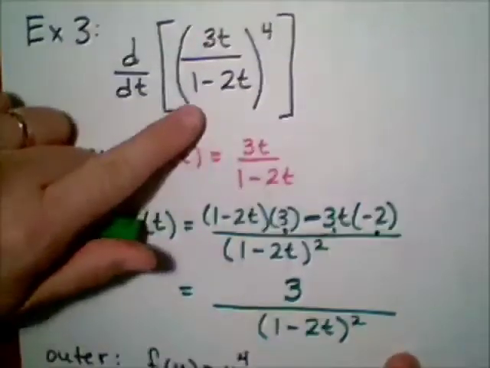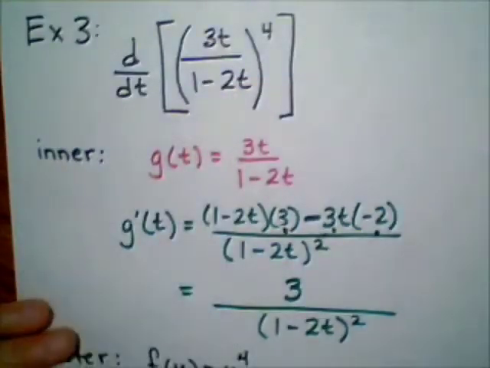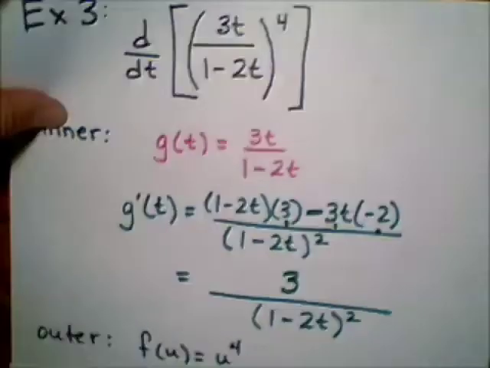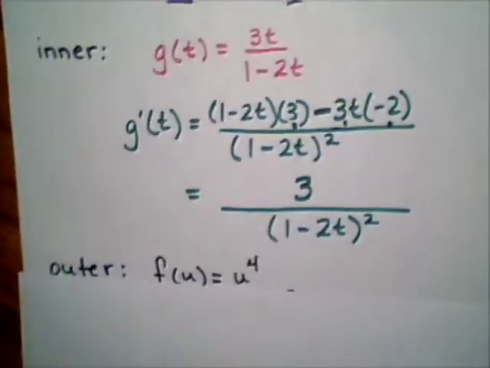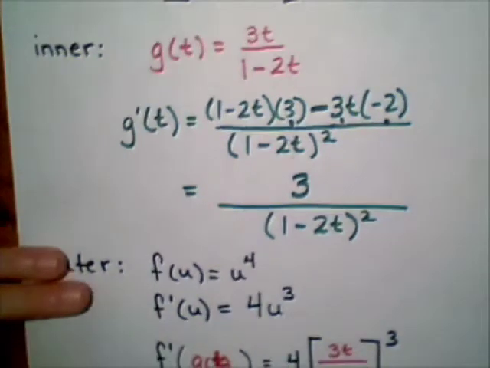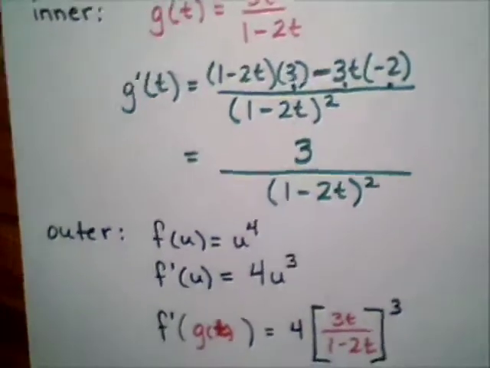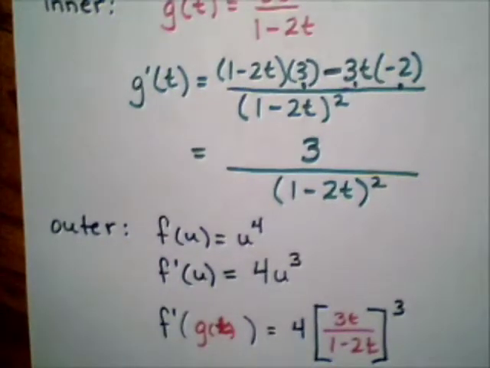remember, everything was raised to the 4th power. The quotient raised to the 4th. So my outermost function is going to be the power function u to the 4th. I take that derivative, and as before, I need to substitute the innermost function g. Okay. So f prime evaluated at g is going to be 4 times g to the 3rd, and that's my original innermost function.